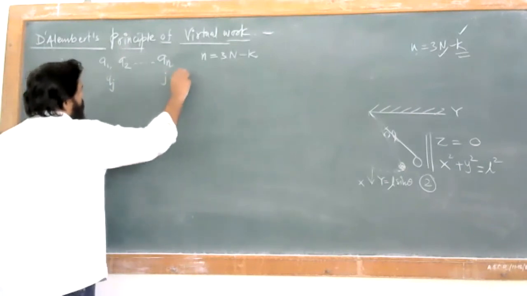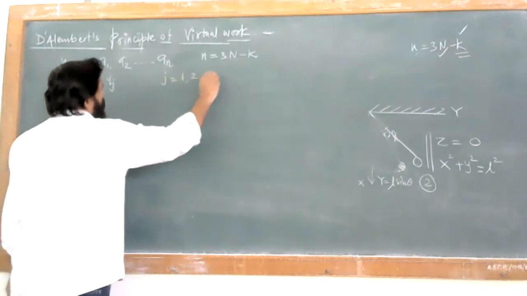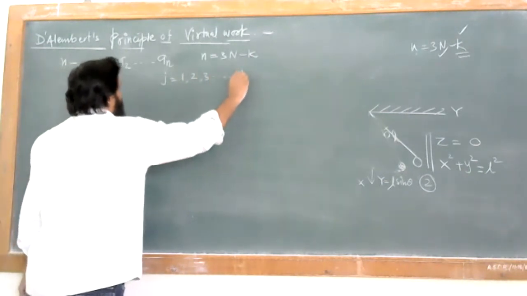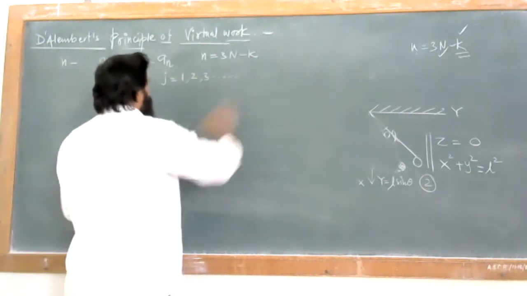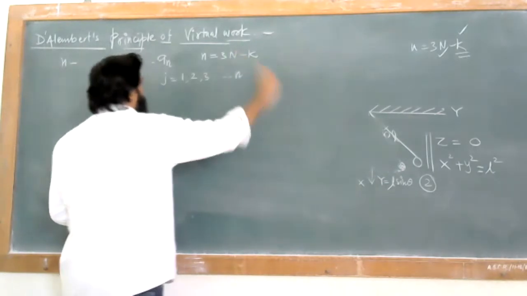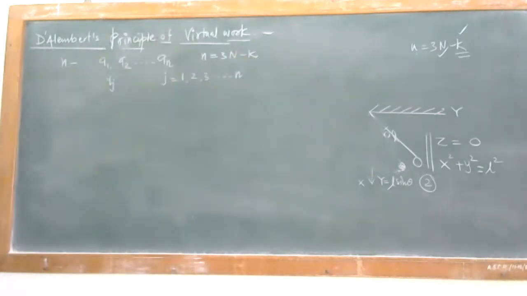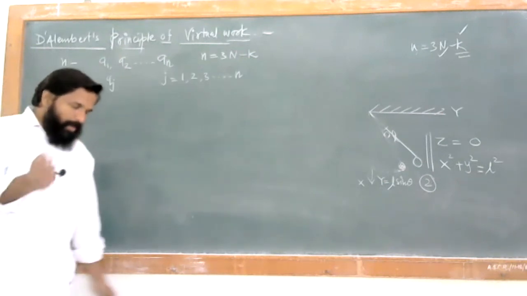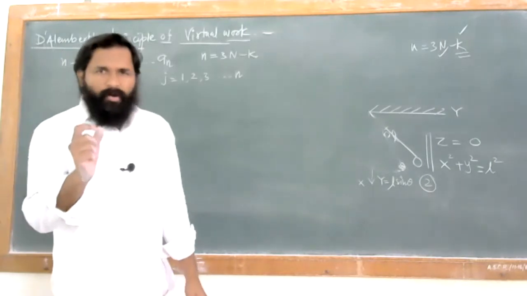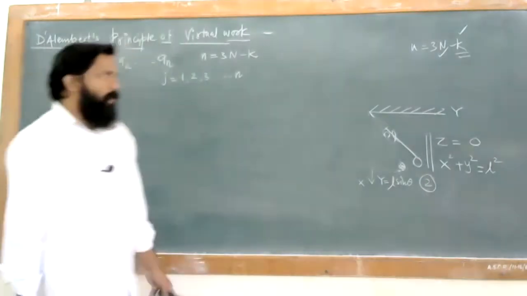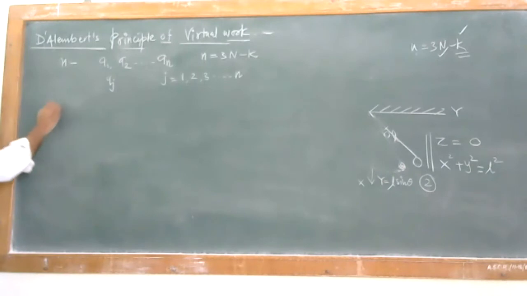The value of j is nothing but 1, 2, 3 up to small n. Again, that small n is nothing but 3n minus k. Now let us say a system that can undergo a small change. How much change? It will undergo a change of delta r.